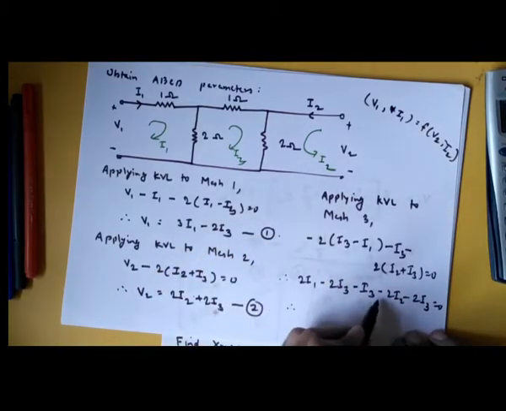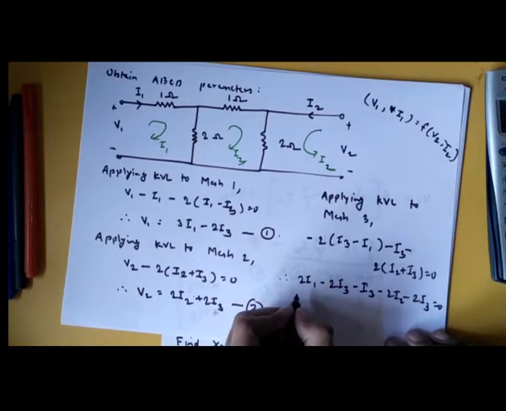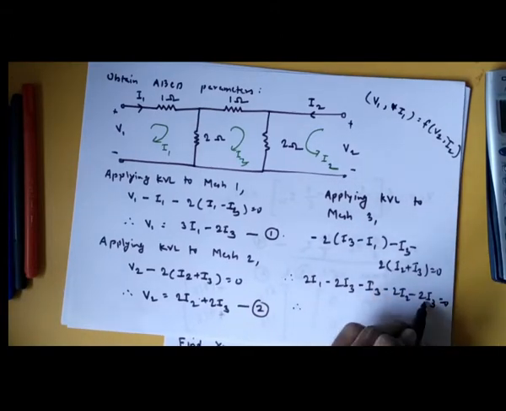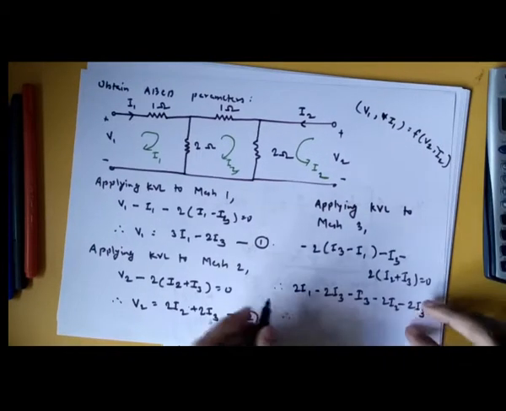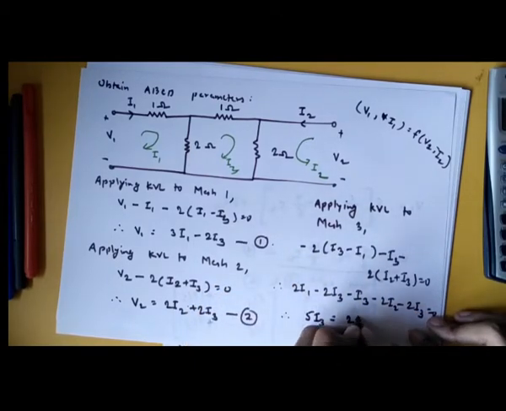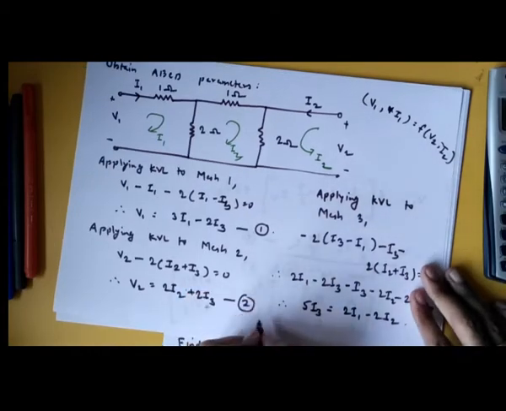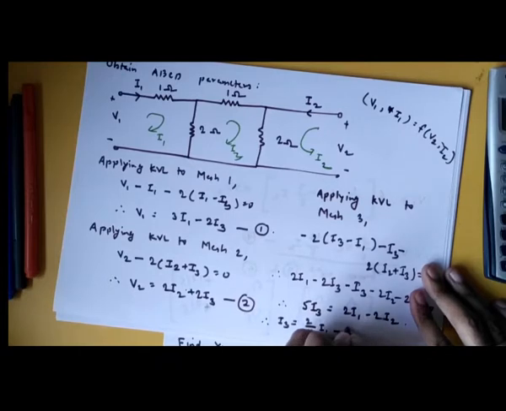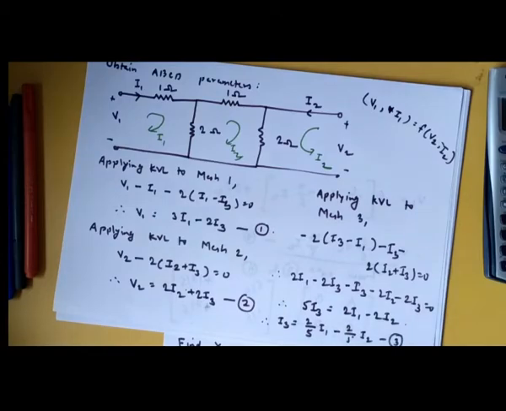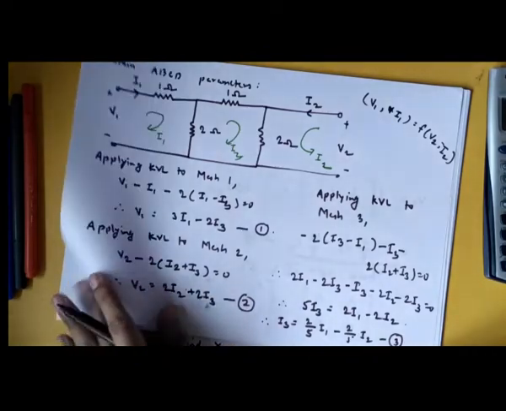So we can directly write I3 from here, right? So therefore what we'll get? This will be minus 2 minus 1 minus 2, so minus 5 I3. So I'll take it to the right side. So it will be 5 I3 equal to 2 I1 minus 2 I2. So therefore I3 equal to 2 by 5 I1 minus 2 by 5 I2. This is equation 3, right? So as I said, this is not required. So let's substitute 3 in 1 and let's see what we get.